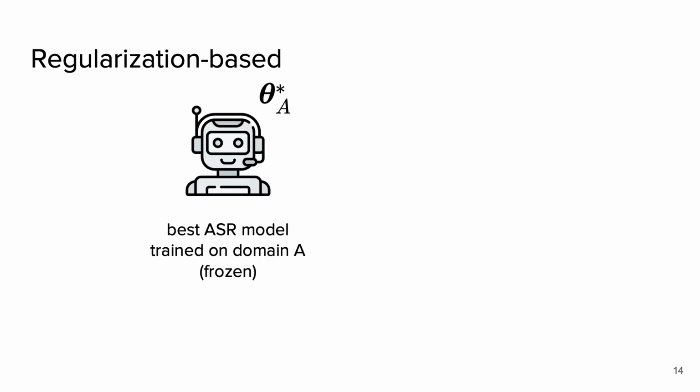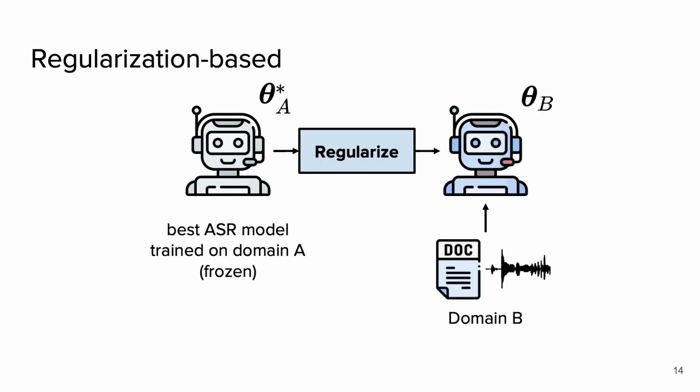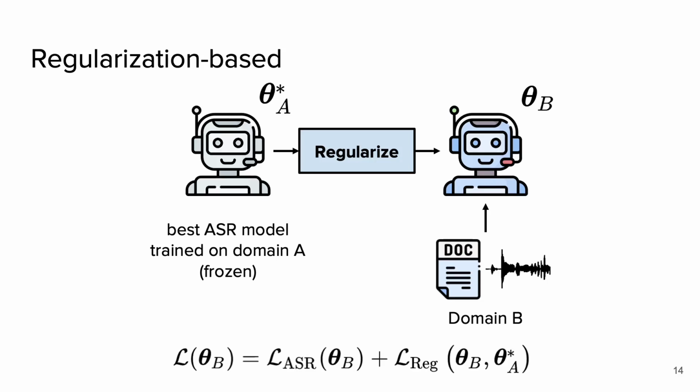Regularization-based methods use the best ASR model trained on a previous domain, denoted as theta A star. The model is frozen and used to regularize the new model theta B. The total loss function is composed of the original ASR loss and the regularization loss. EWC and SI constrain the parameters weighted L2 distance close to the previous model.